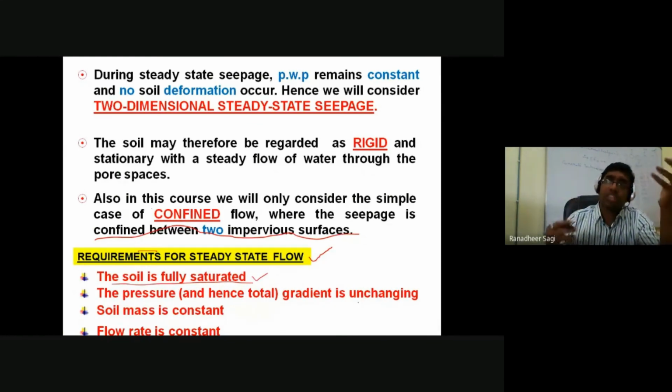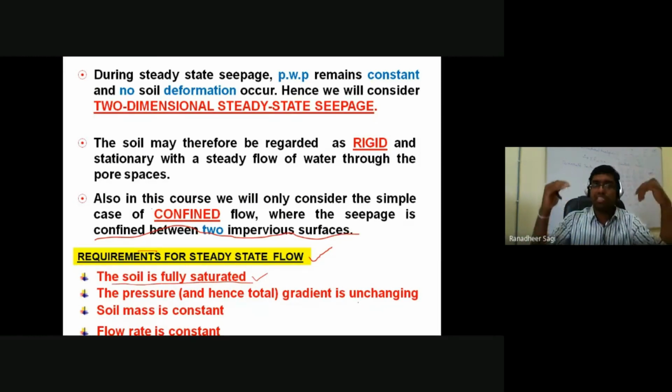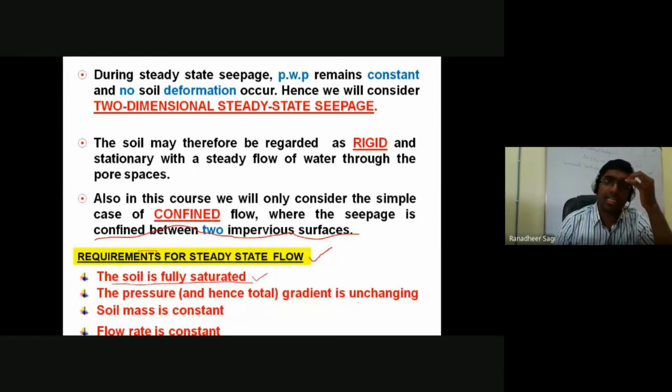So what is expected to change is your pressure head. Pressure head would change whenever your total head on the upstream and total head on the downstream are changing. So whenever the total head difference between upstream and downstream changes, the pressure difference between upstream and downstream, or any two points you are considering, is also going to change. However, we consider that the pressure gradient, or change in pore water pressures between two points, or the change in total head values between two points, is not changing at all.